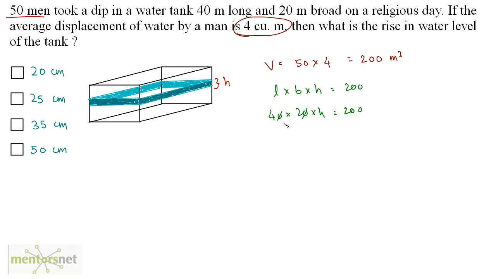Okay, this 0 and this 0 and this 0 and this 0 get cancelled out. We have 2 and this 2 cancels out. H is equal to 1 by 4, and this will be in meters. Well, 1 by 4 is 0.25 meters, and 0.25 meters is basically 25 centimeters, isn't it? So the rise in water level is actually 25 centimeters. That's option B.